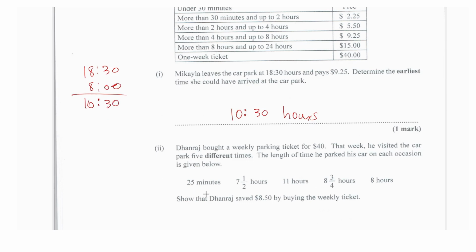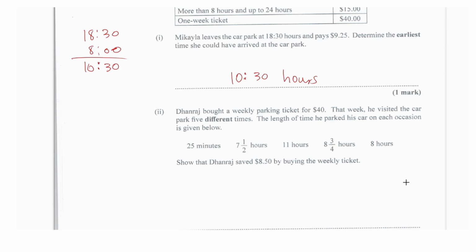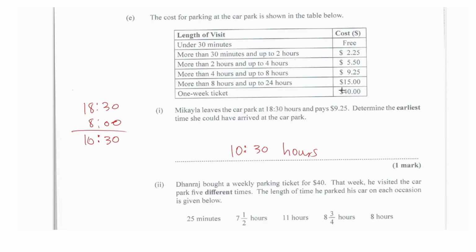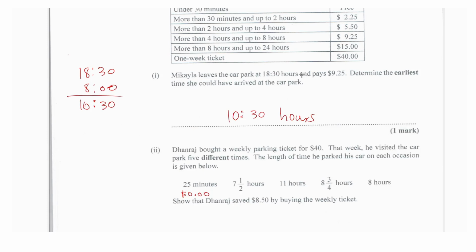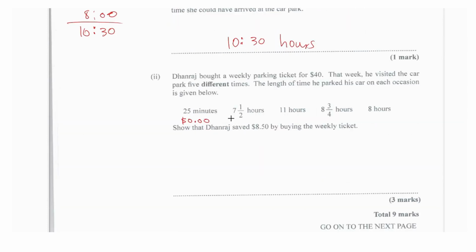Part 2. Danraj bought a weekly ticket for $40. That week he visited the car park 5 different times as shown below here. So 25 minutes. So if you look in the table, up to 30 minutes it's free. So there are no costs when he spends 25 minutes in the car park. So that would be $0. 7.5 hours. Even though he spends 7.5 hours, $9.25. So we can put $9.25 there.